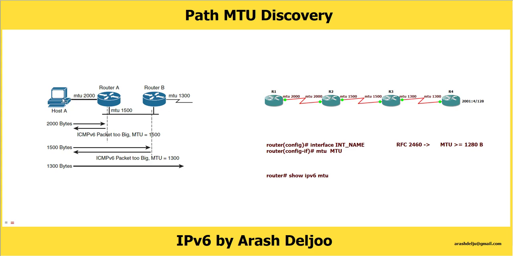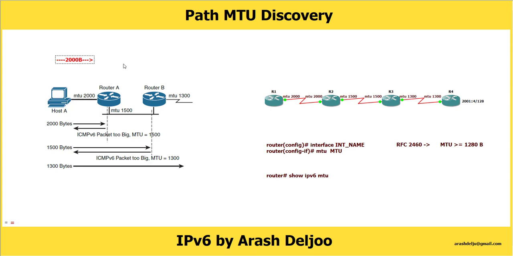Assume that here we have host A, router A and router B, and we are sending traffic from host A with the size of 2000 bytes. Okay, this is possible. Why? Because as you can see, the MTU of the link between host A and router A is 2000 bytes. Because of that, we can send a packet with the length of 2000 bytes. This packet is received by router A.